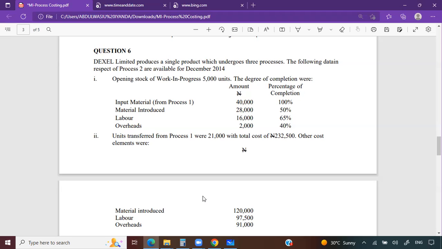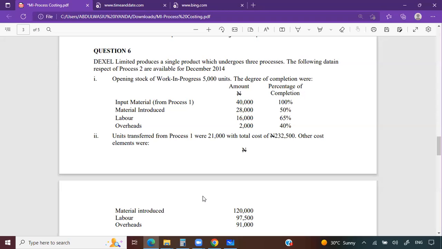LIFO is not acceptable by IAS 2. But in cost accounting, we still talk about LIFO. But in financial accounting, there are two basic methods: either we are going to use FIFO, or we are going to use weighted average.